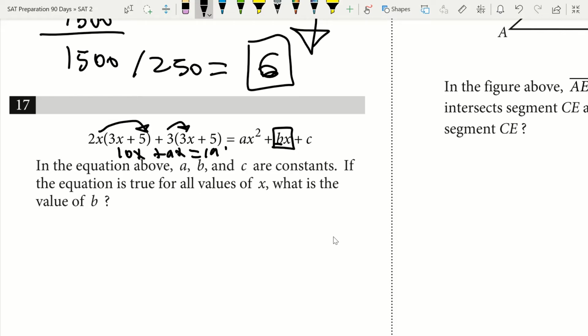That's going to total 19x, which means that b is going to have to be 19. So my answer there is going to be 19.